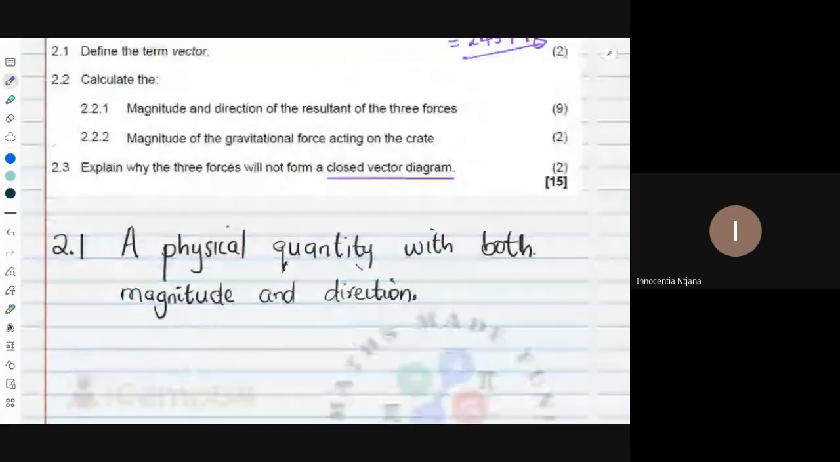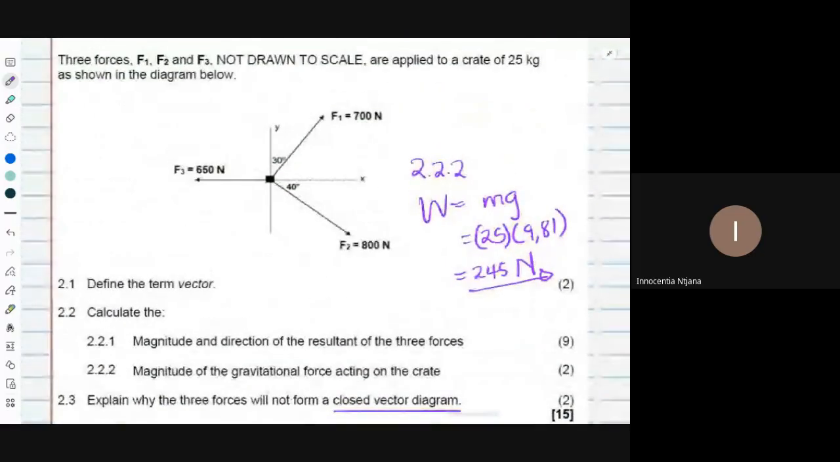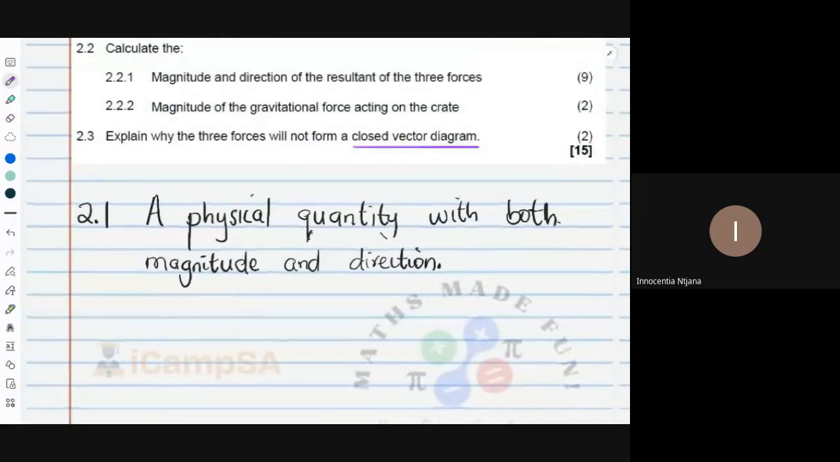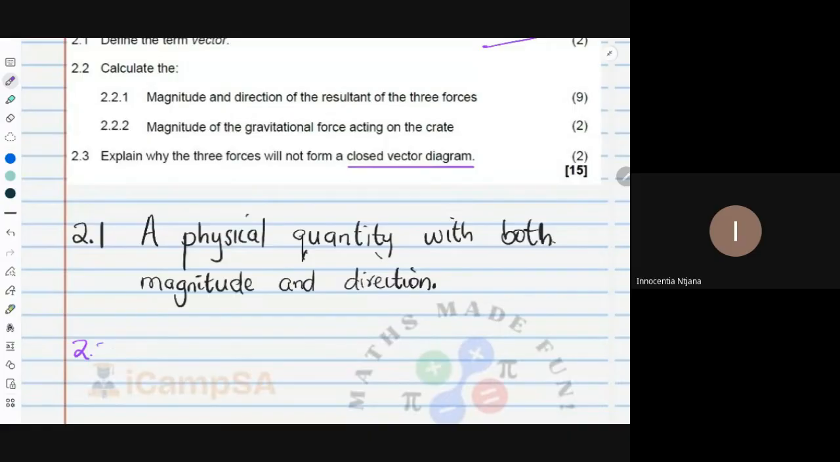So based on what I just told you, do you think we can have a closed vector diagram? No, we cannot have a closed loop. Why? It is because the resultant force or the net force of the system is not 0. Thank you very much. So we would say 2.3.